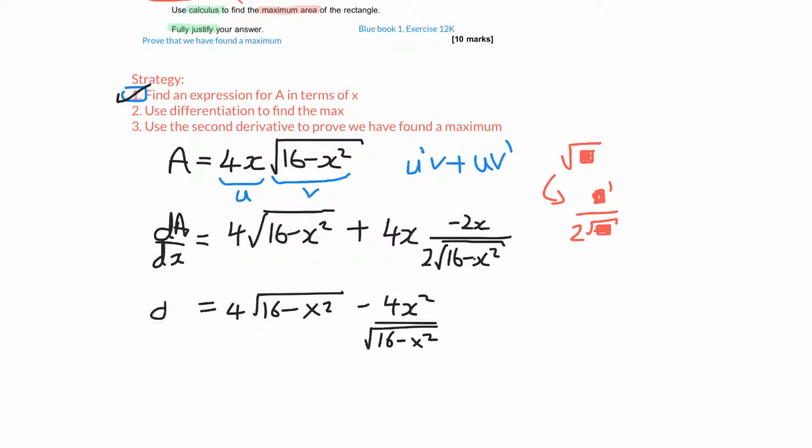And now we want to make this expression dA/dx equal to 0. And for our communication, we want to say, so for a maximum, dA/dx must equal 0. Remember, you have to explain your strategy as well as just doing the maths along the way. Okay, let's make a bit more space and then we can solve that equation.